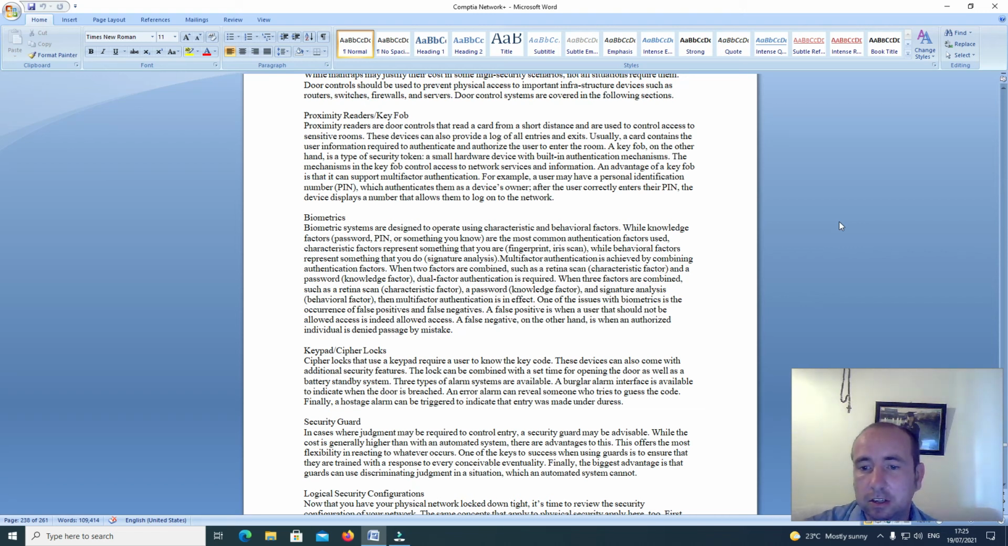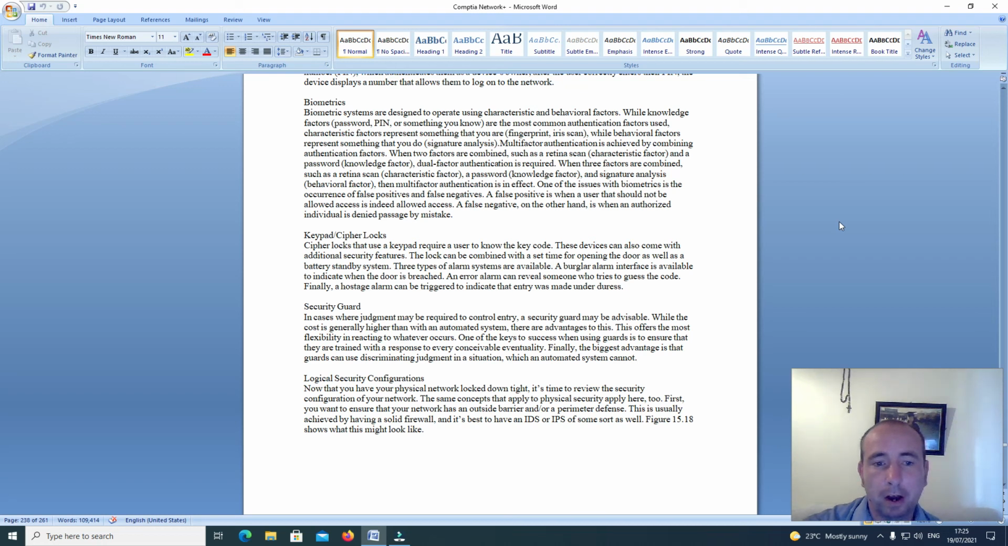An advantage of a key fob is that it can support multi-factor authentication. For example, a user may have a personal identification number, PIN, which authenticates them as the device's owner. After the user correctly enters their PIN, the device displays a number that allows them to log on to the network.